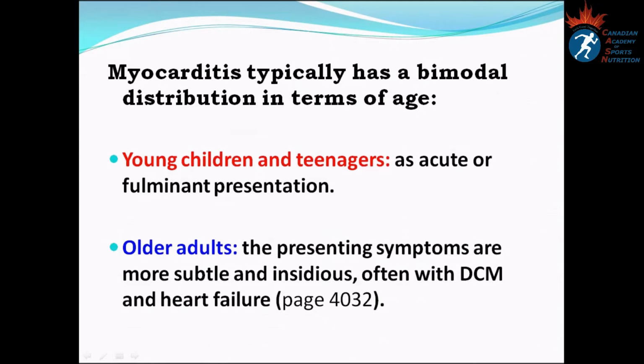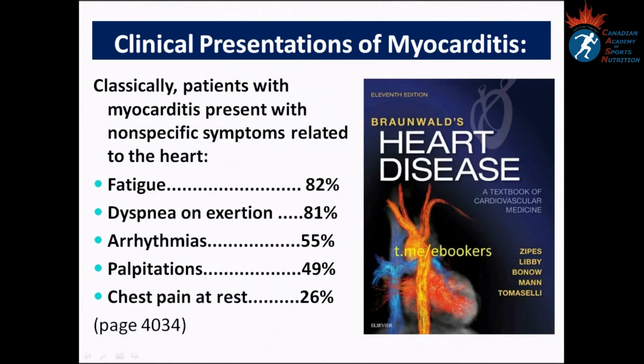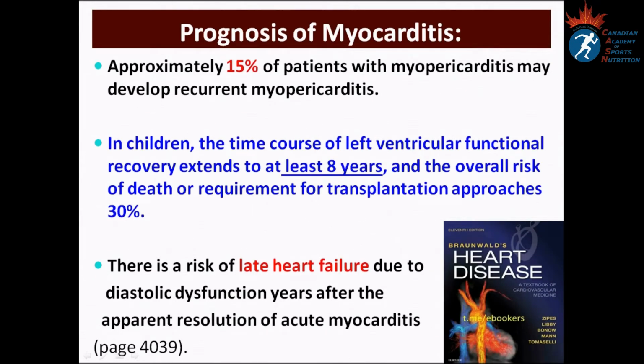According to this textbook, myocarditis typically has a bimodal distribution in terms of age. In young children and teenagers, it shows itself with acute or fulminant presentation, but in older adults, the presenting symptoms are more subtle and insidious, often with DCM, dilated cardiomyopathy, and heart failure. What are the clinical presentations of myocarditis? Based on this textbook, classically, patients with myocarditis present with non-specific symptoms related to the heart: fatigue, 82%, shortness of breath, 81%, arrhythmias, 55%, palpitations, 49%, and chest pain, 26%.